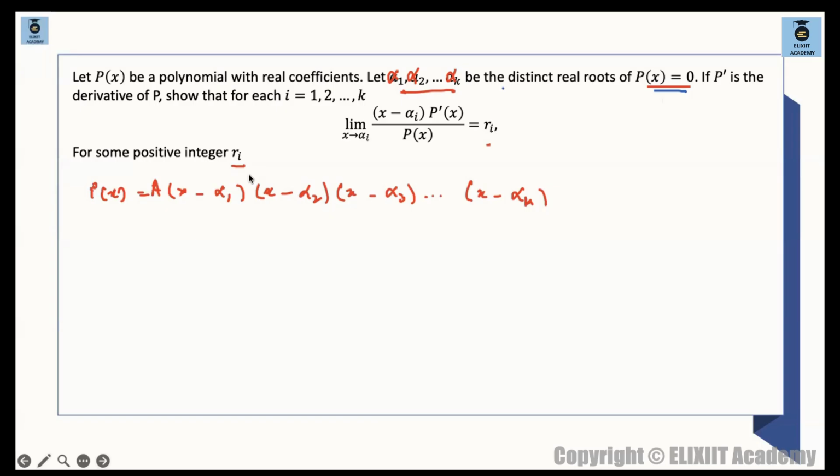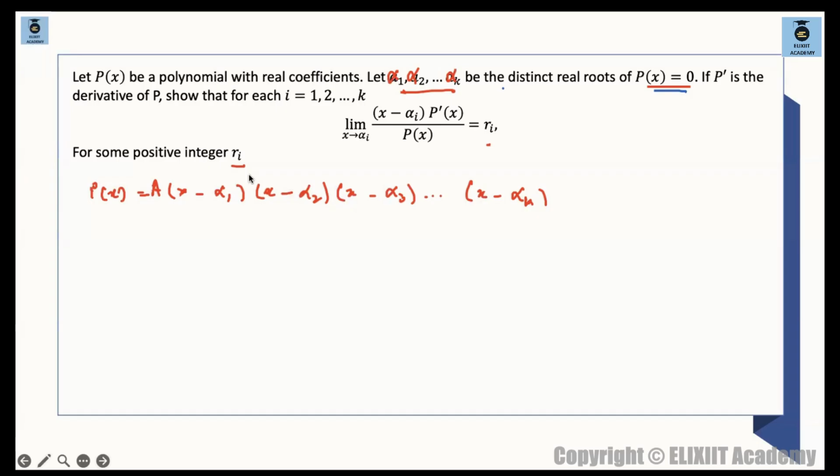So the question is, P' is the differentiation of P. For each i = 1, 2, 3 and so on till k, you have to find the value of this particular limit.